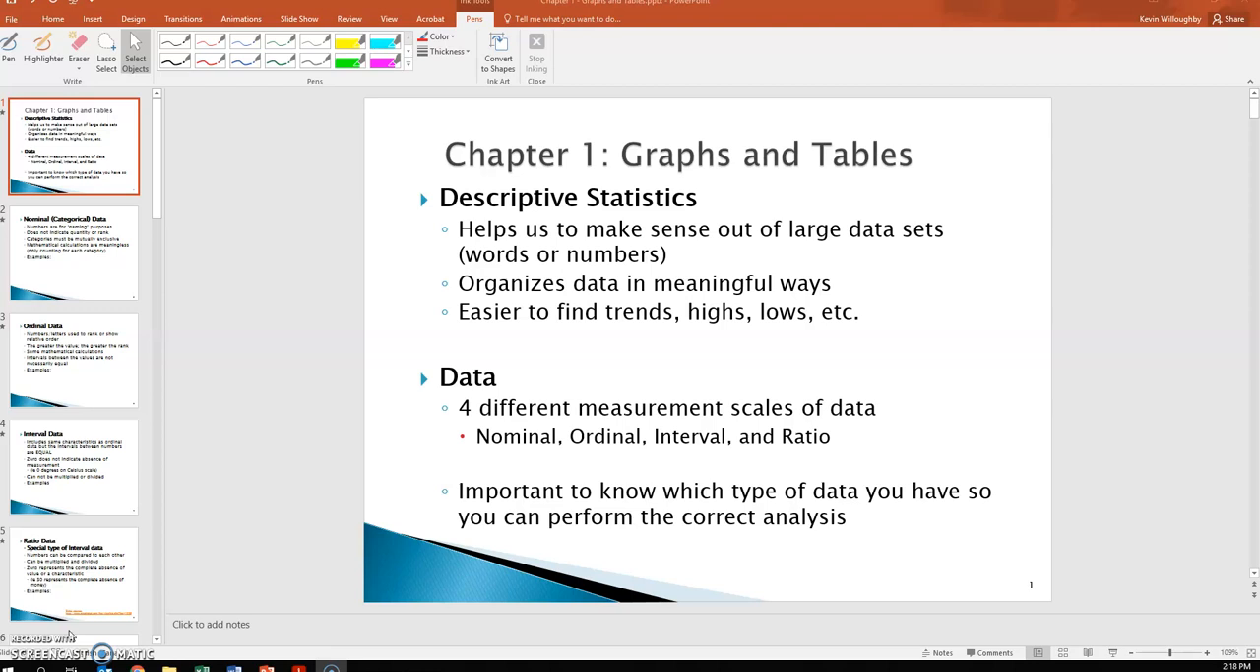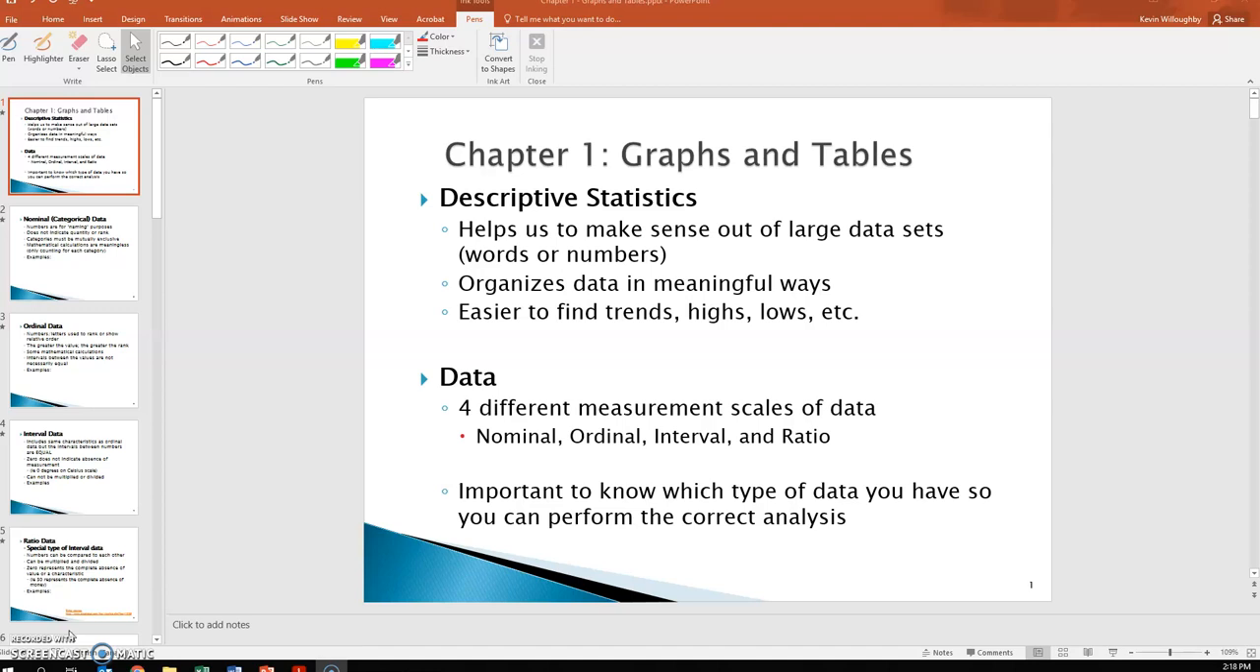As it says there, it helps us organize data, large data sets, in meaningful ways in order to find trends, highs and lows, etc. Our first lab exercise and lab assignment will be using a large data set and trying to find ways to make sense of or summarize that data.